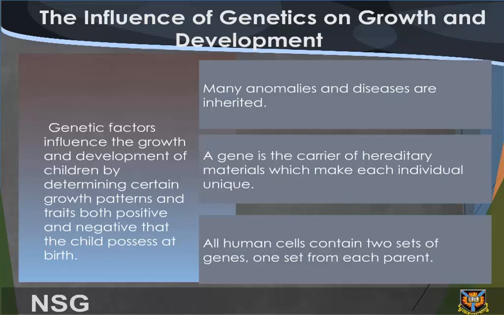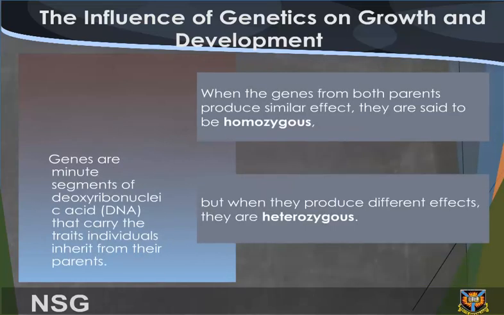A gene is the carrier of hereditary materials, which make each individual unique. All human cells contain two sets of genes, one set from each parent. Genes are minor segments of deoxyribonucleic acid, DNA, that carry the traits individuals inherit from their parents. When the genes from both parents produce similar effects, they are said to be homozygous. But when they produce different effects, they are heterozygous.